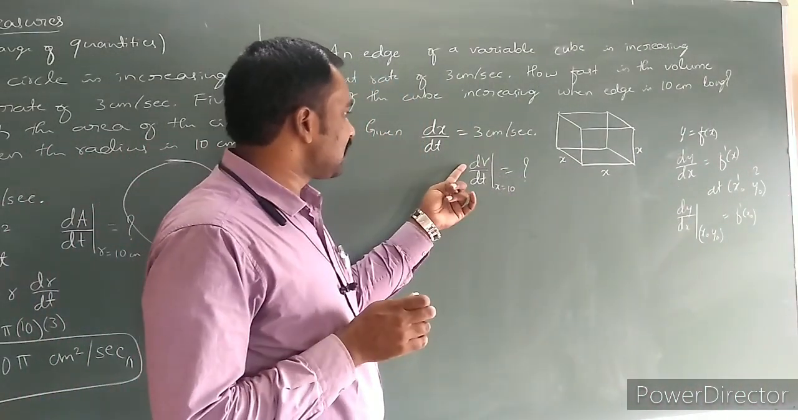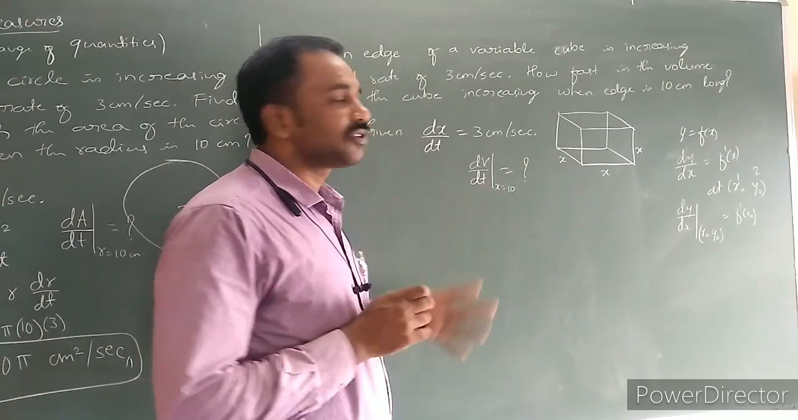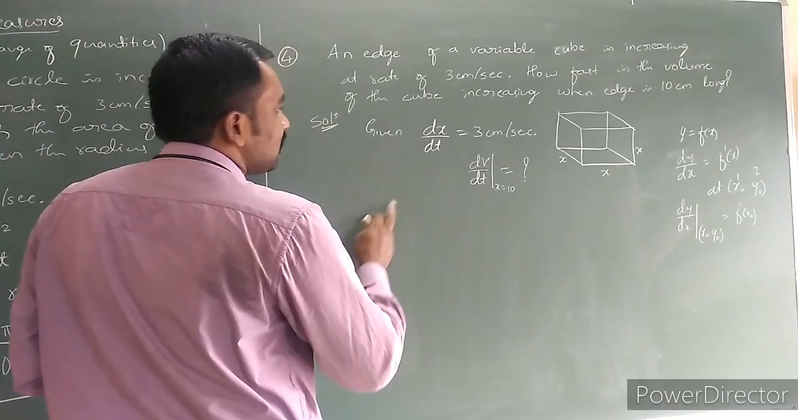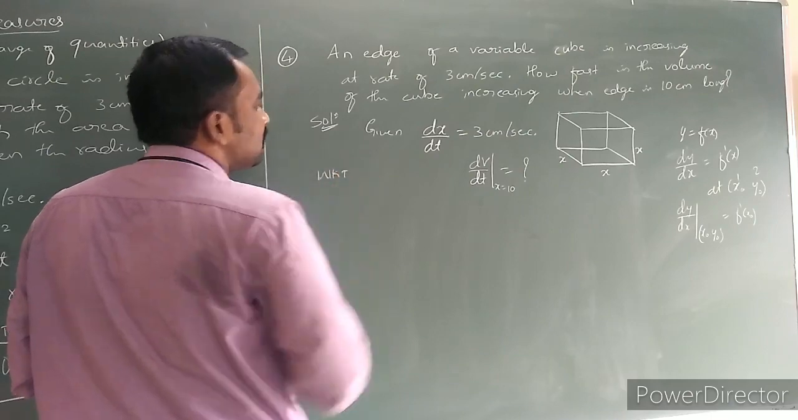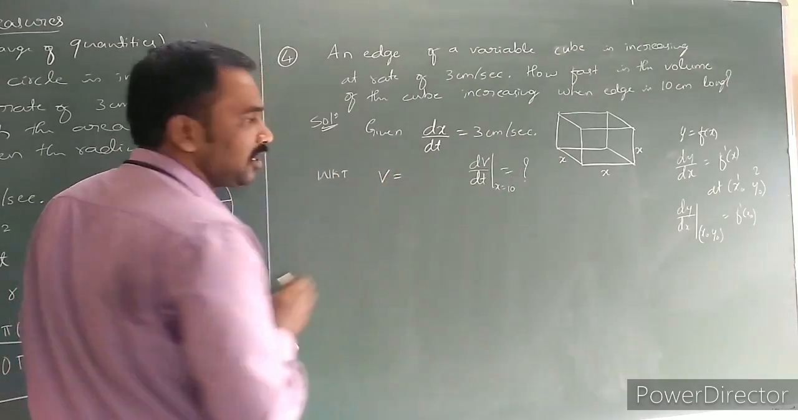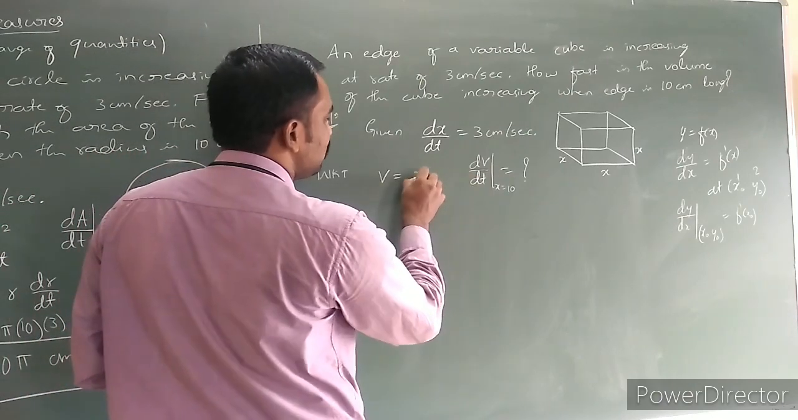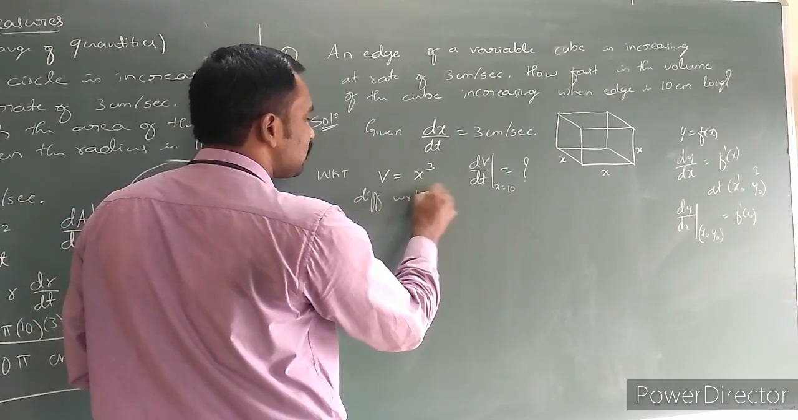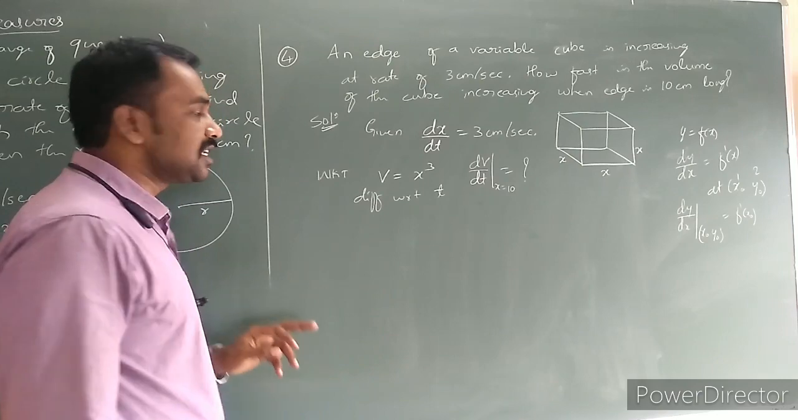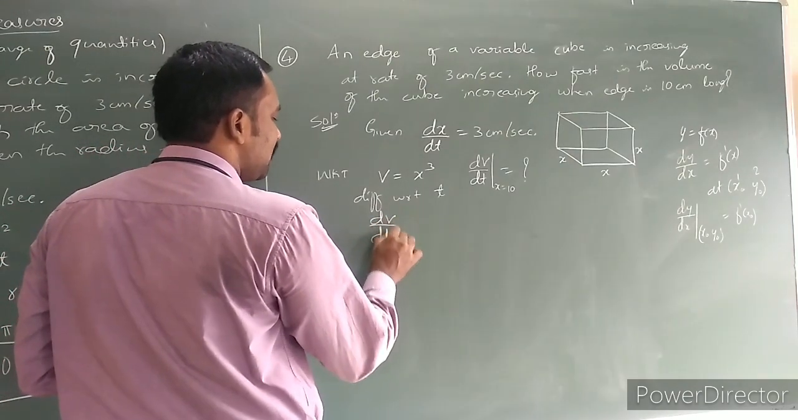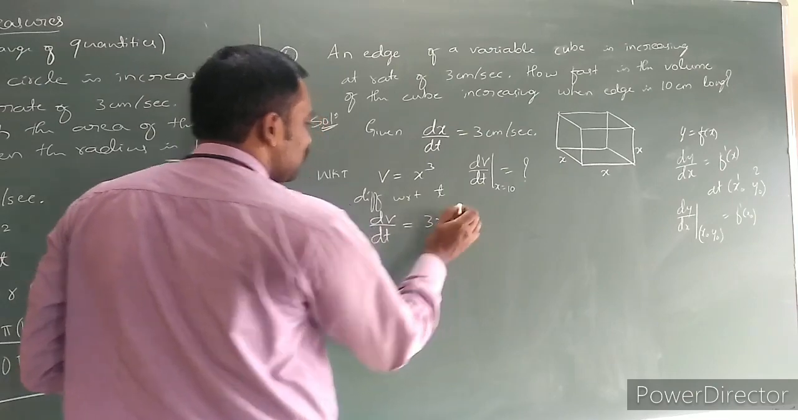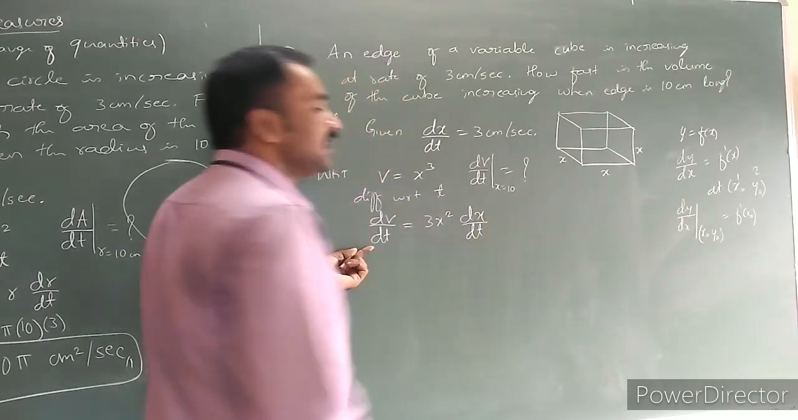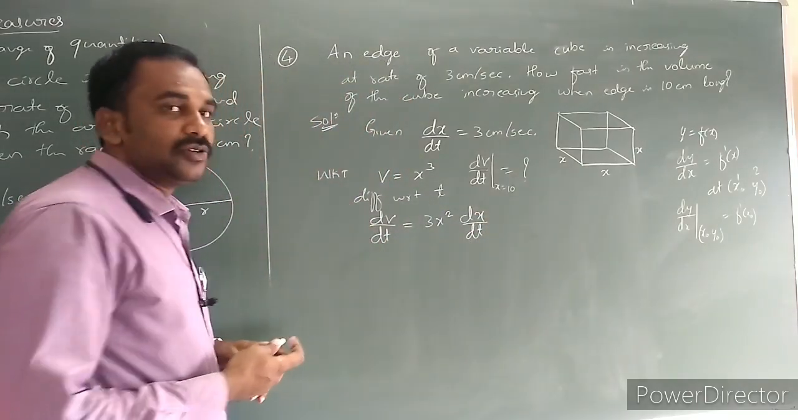Now we need to find the rate of change of volume of the cube with respect to time, whenever the edge of the cube is 10 cm. Edge is nothing but side length. We use the volume formula, because we need to find the rate of change of volume. What is the volume of the cube? x cube. Differentiating with respect to time, because dv by dt is needed, we get dv by dt is equal to 3x square, and according to the chain rule, times dx by dt. Now replace all the values, and we will get the answer.